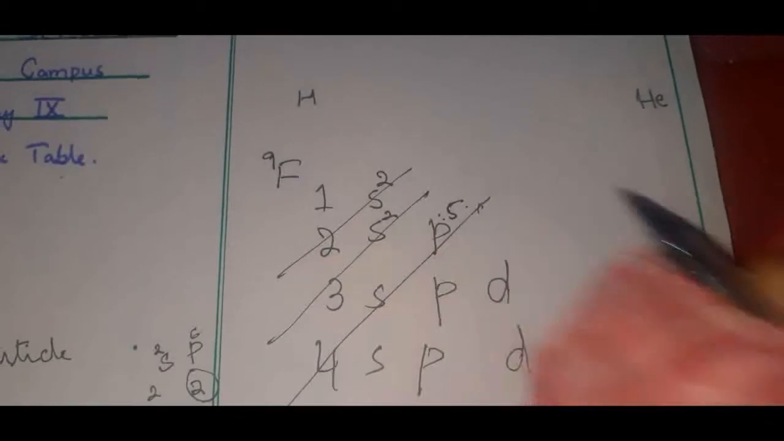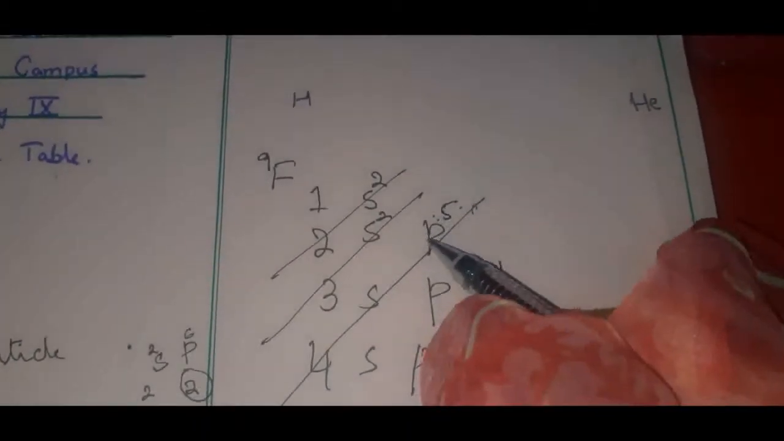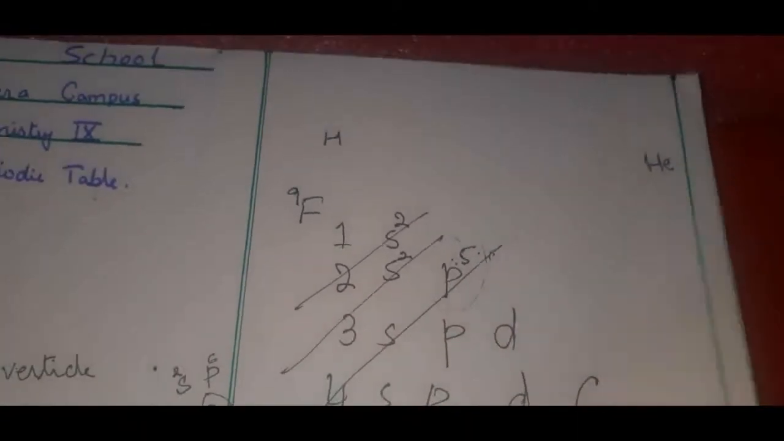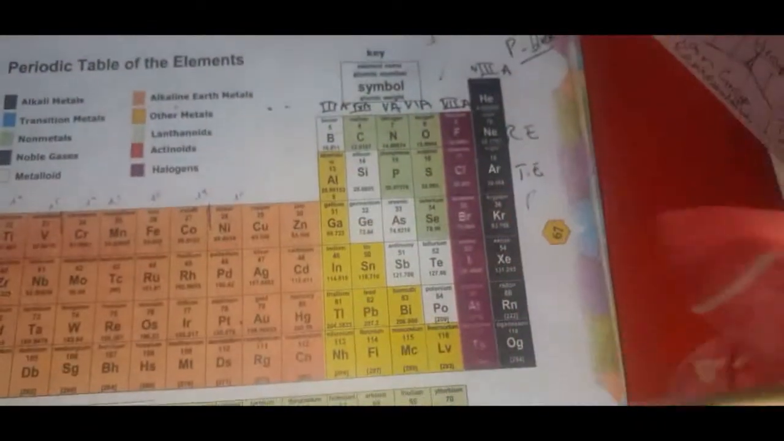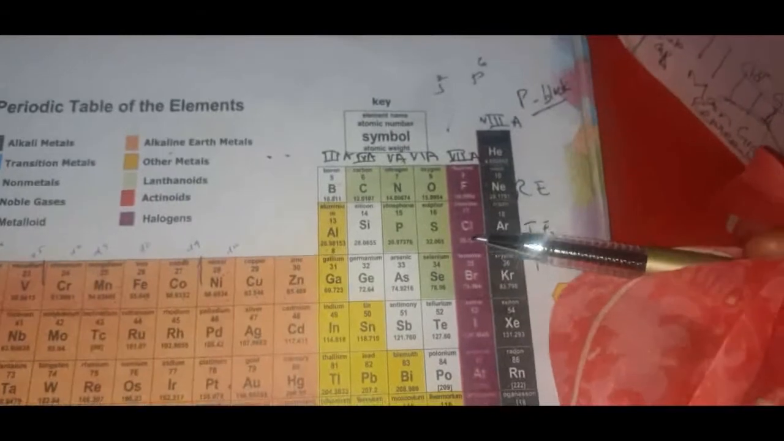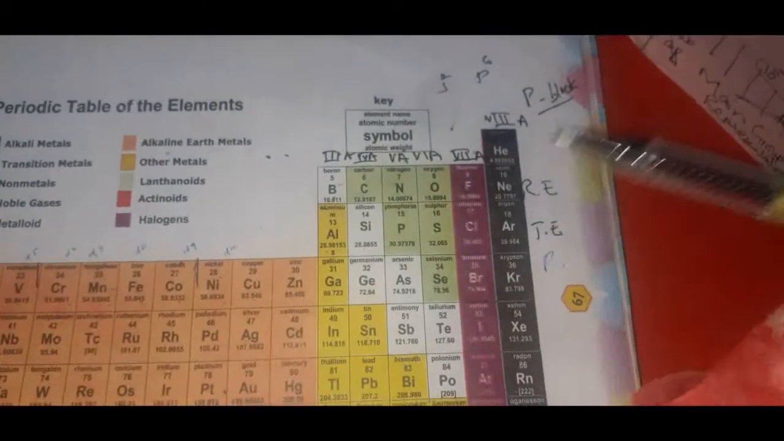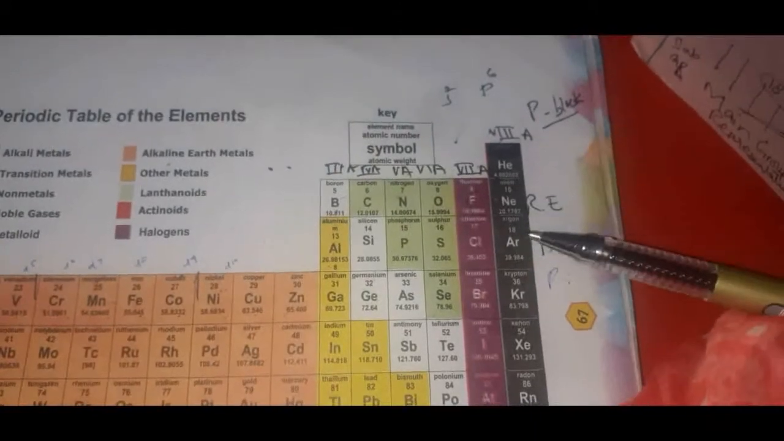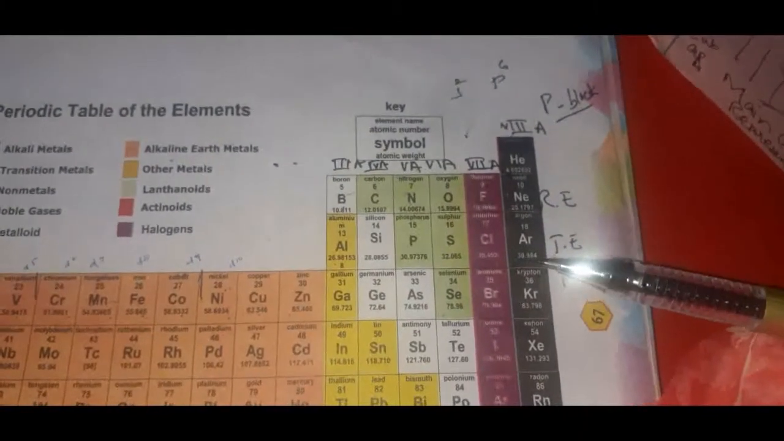5 electrons are here, right? So this means that the last electron, the last subshell, what is that? The P subshell has been filled, right? That is why, if you look at the electronic configuration of all these elements, you will find that the last electrons fill the P block as their valence shell, right?